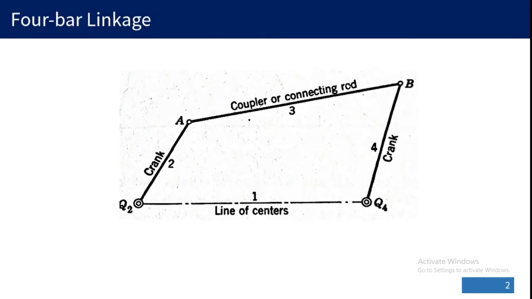Let's go back to the topic about the forward linkage. A forward linkage consists of a line of centers between the two axes of the cranks, two cranks and one connecting rod. For this demonstration, we will solve problem 1-1.